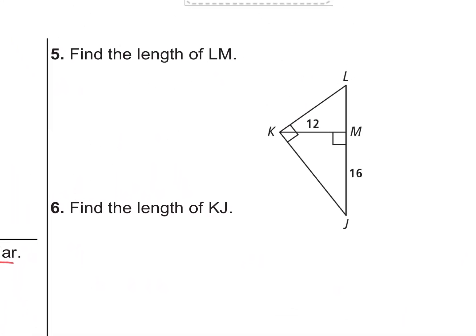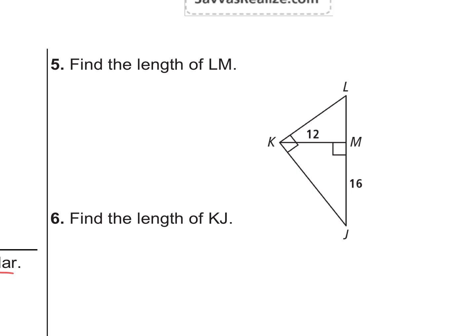Number 5. We want to find the side LM. What kind of triangles are we dealing with right now? With the angles, we're dealing with right triangles. So this is when we talked about geometric mean. What's the geometric mean formula? Yep, a over x equals x over b.